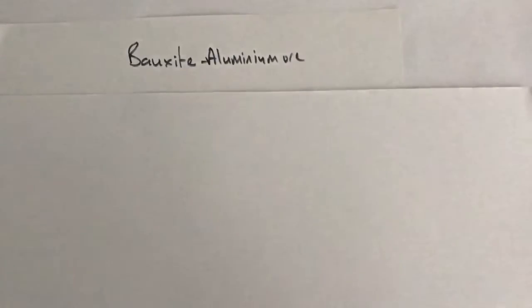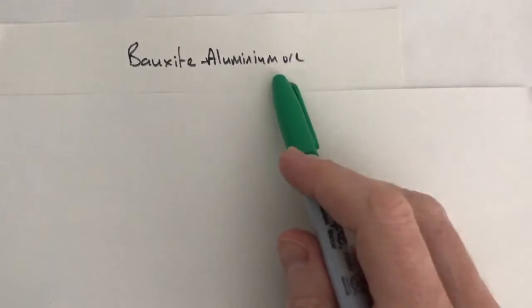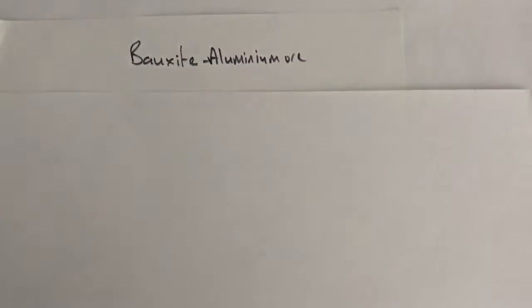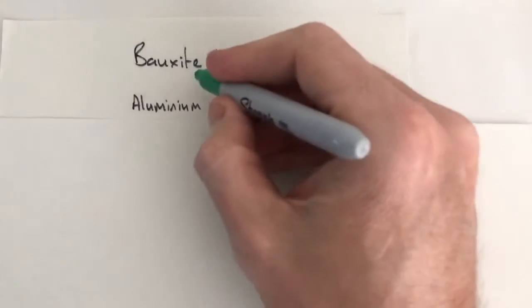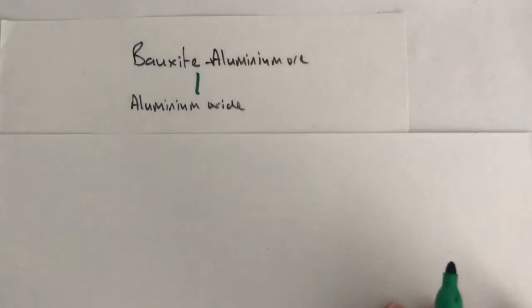Okay, in this video we're going to have a look at the extraction of aluminium from aluminium ore, and the name for aluminium ore is bauxite. And aluminium ore, aluminium being a reactive metal, contains aluminium oxide.